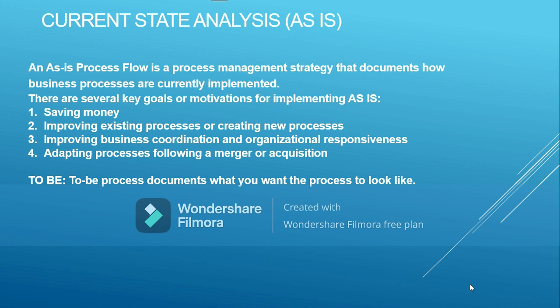And to be is a document. It is made based on as is. So as is is the current state, and to be is the future state that we are hoping to have based on as is. Using the as is diagram, we work with the stakeholders to develop improvements in the current process and add those changes into the to be diagram. So as is is a diagrammatic representation, and to be is also a diagrammatic representation.